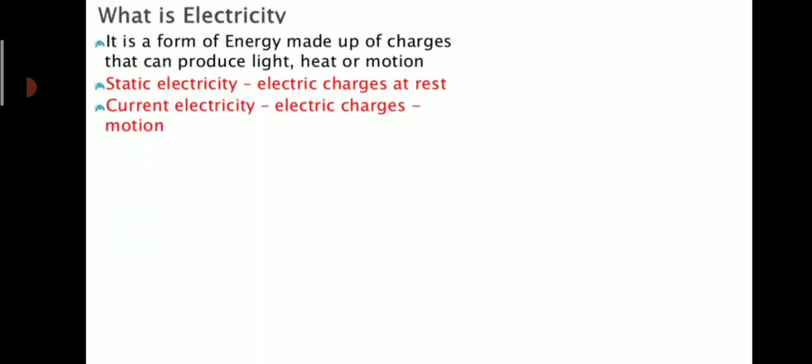Starting with this term, what is electricity? It is a form of energy made up of charges that can produce light, heat and motion. So this way we can define it. Electricity may be static electricity or current electricity. Static electricity means electric charges are at rest, and current electricity means electric charges are in motion.